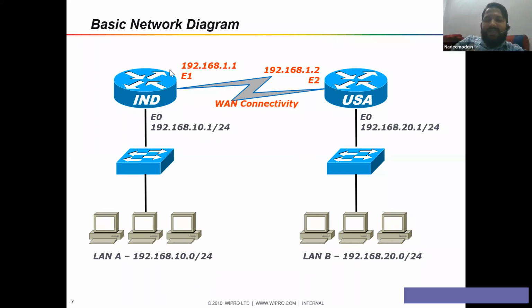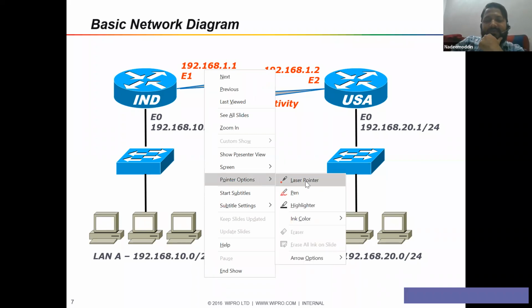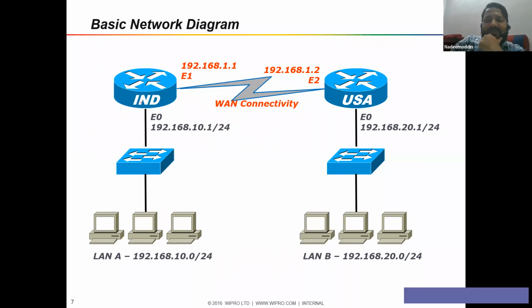Now look at this diagram, the India router. How many networks are directly connected here? 192.168.10.0 is directly connected here. Similarly, this one is connected here, and 192.168.1.0 is also connected. So networks one and two are directly connected to the India router. So in the India routing table, there will be two routes here: 192.168.10.0 and 192.168.1.0. These two routes will be there.